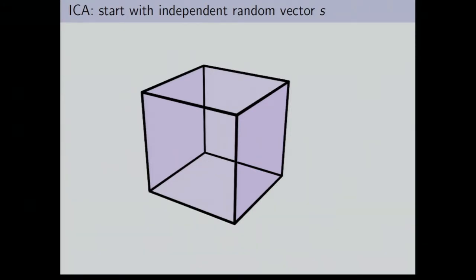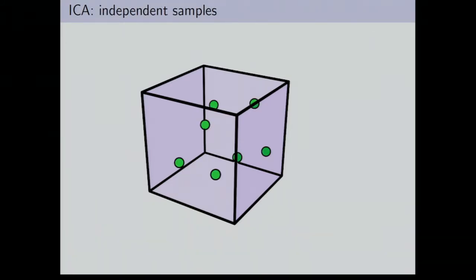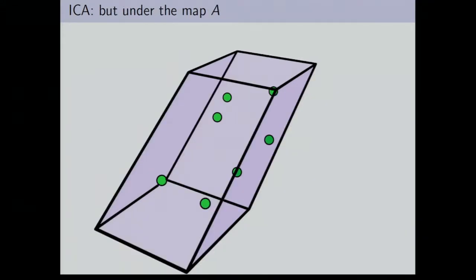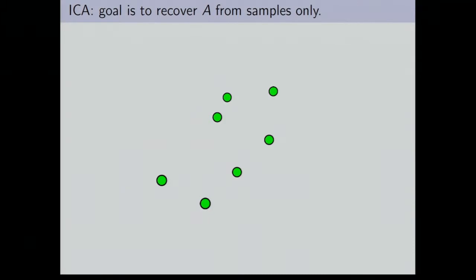Here's a picture that should describe the situation more clearly. You start off with some type of product distribution for S. This is your random vector. You can think of, for example, a uniform distribution over a hypercube. You get independent samples from this distribution. It's the green points there. But unfortunately, those are not the points that you see. Rather, you see a product AS. So the uniform over a hypercube becomes some type of parallelepiped. And your goal is to recover that parallelepiped, that map A, only from samples.